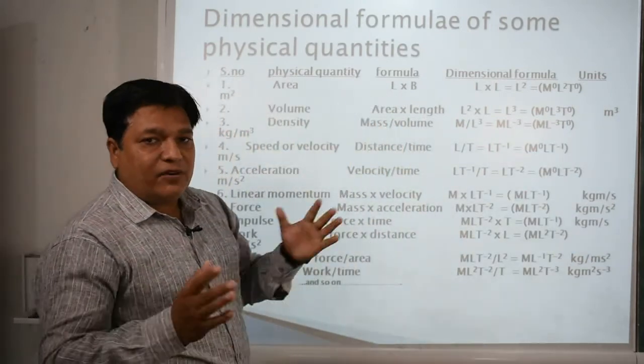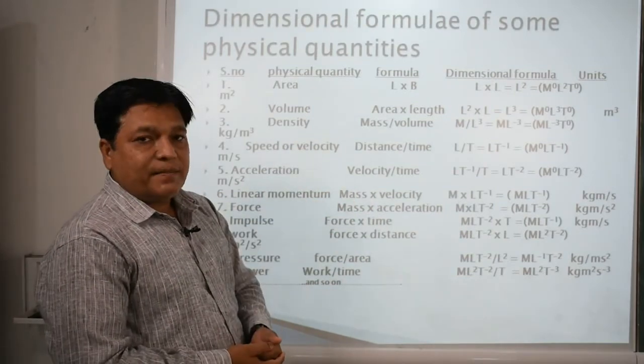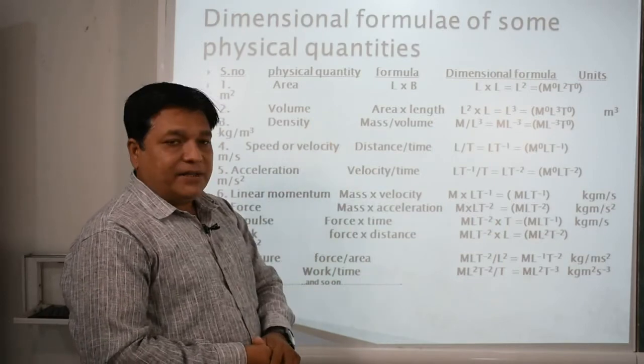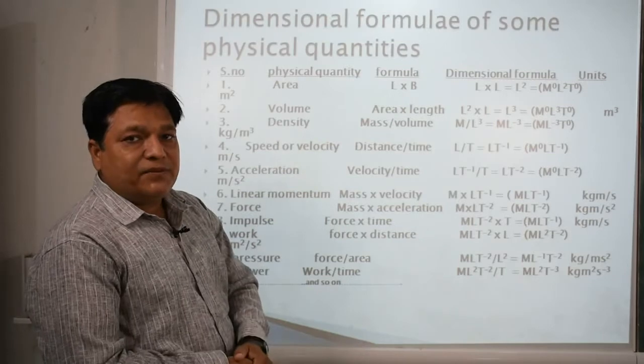Density: the general formula of density is mass upon volume. The unit for mass is kg, the unit for volume is meter cube, so its unit will become kg per cubic meter. But how do we make the dimensional formula?